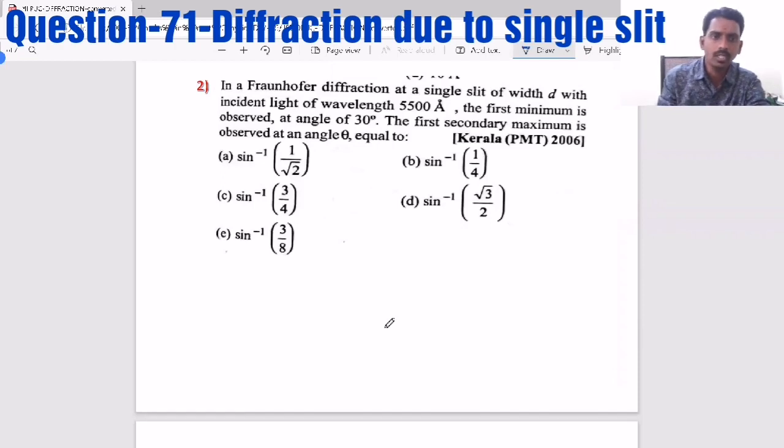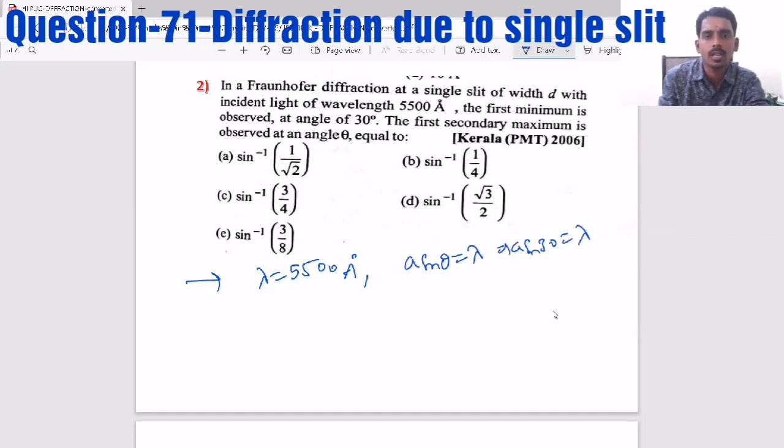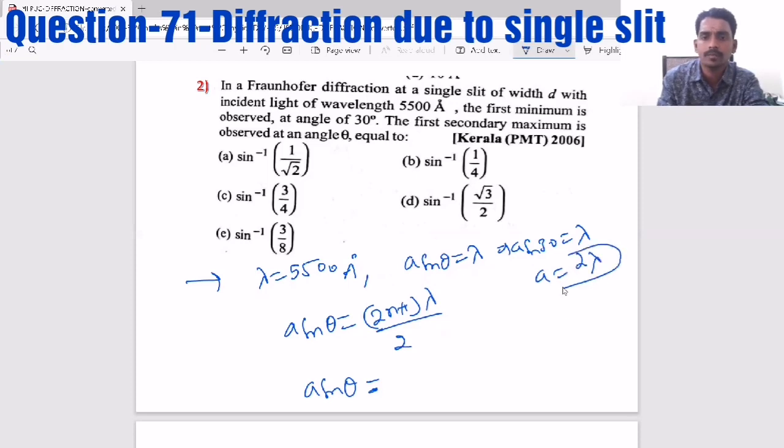Then here another question. Again, diffraction at single slit. Wavelength is 5500 angstroms. First minimum is observed. That is a sin theta equal to lambda because n equal to 1. So a sin 30 equal to lambda. Then first secondary maximum is upward at an angle. So that secondary maximum means a sin theta equal to (2n plus 1) lambda by 2, where n equal to 1. So a sin theta equal to, from here a equal to 2 lambda.